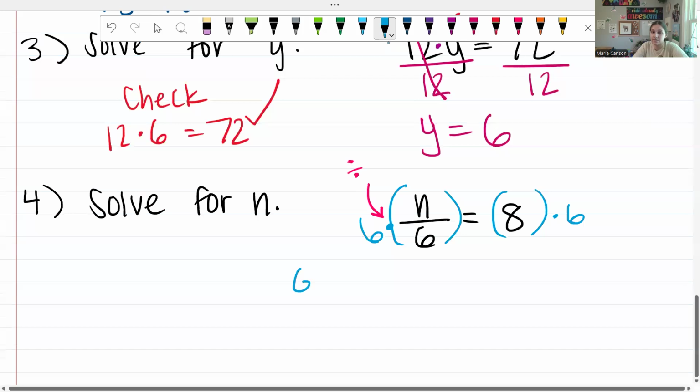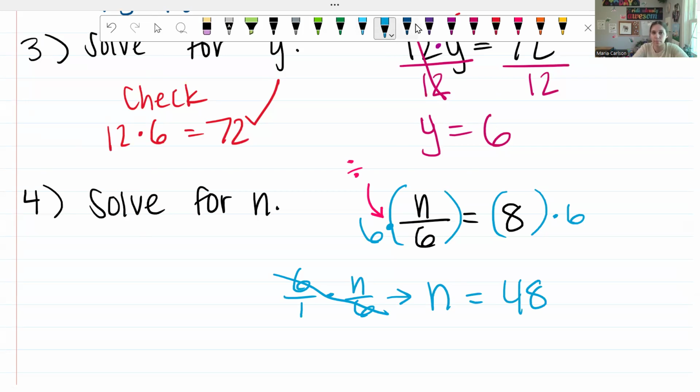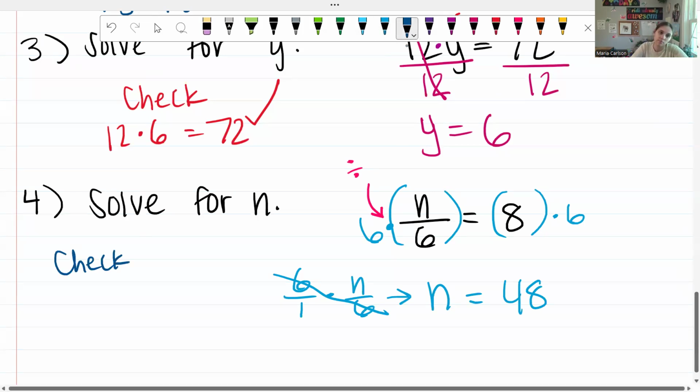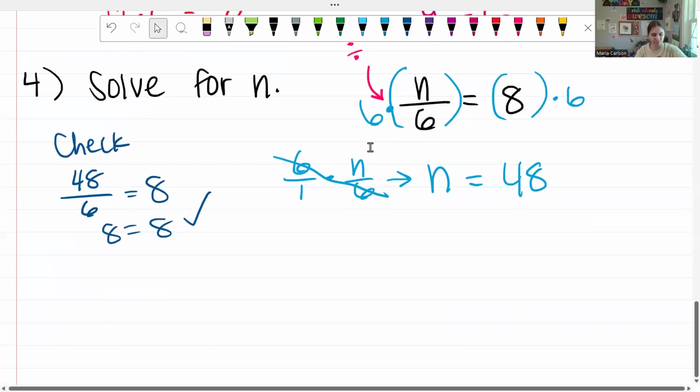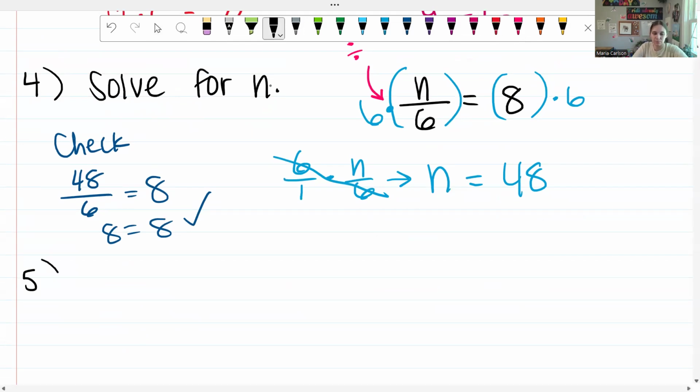So on the left-hand side, I have 6 basically over 1 times n over 6. And looking, I have a 6 in the numerator and the denominator, those cancel. So I really just have n, which is equal to 8 times 6, or 48. And then I can check my work. N we found to be 48 over 6. And 48 divided by 6 is 8. So that is our solution. That equation is true. All right, let's look at two slightly more challenging examples.